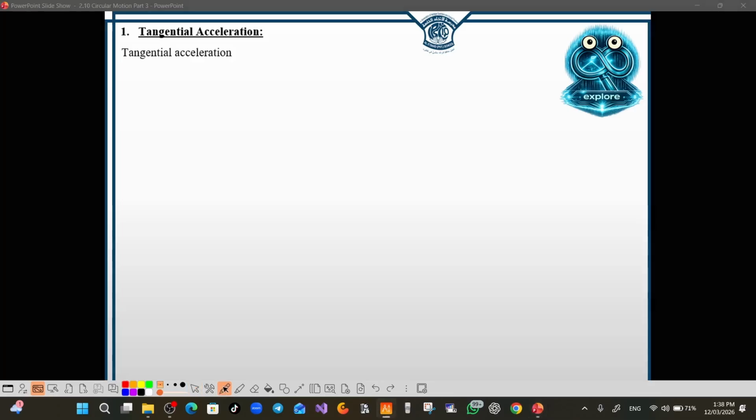In the previous session, we introduced two new components of acceleration. The centripetal acceleration, which is responsible for the change in direction, and the magnitude of this acceleration can be calculated via v squared over r. The direction is toward the center, it's seeking the center. Now, the second type is the tangential acceleration, which is responsible for the change in the speed.